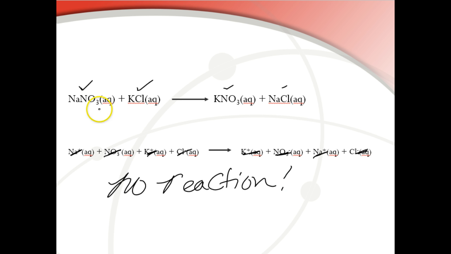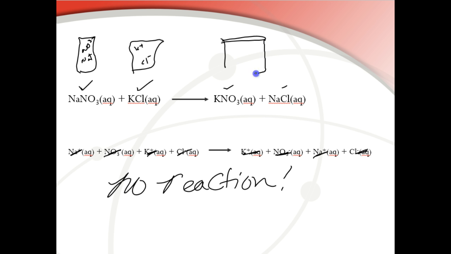Well, if we look here, we've got a beaker, and don't laugh at my drawing here. Looks more like a little vase, but that's fine. And here we have another beaker. That's terrible. But here we've got potassium ions and chloride ions, and here we have sodium ions and nitrate ions. So we're going to pour these together in a big beaker. And so we have potassium ions and nitrate ions and sodium ions and chloride ions.